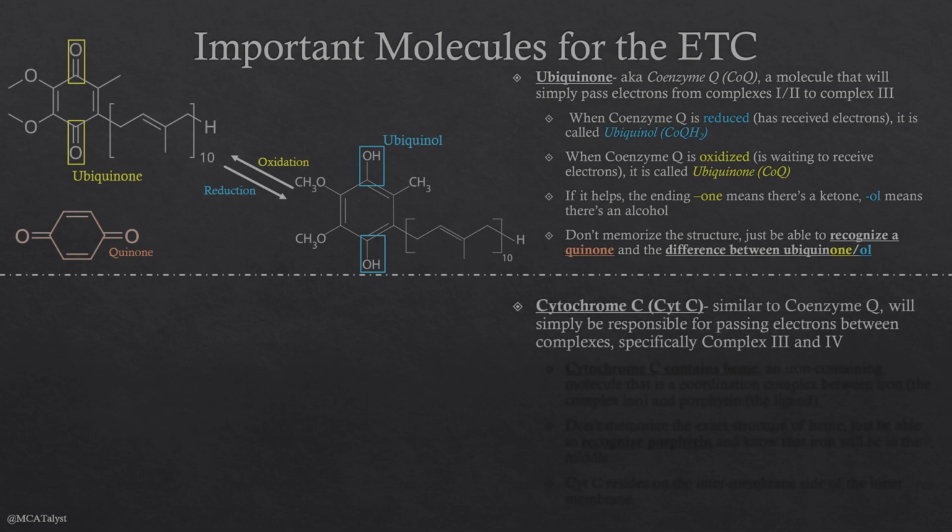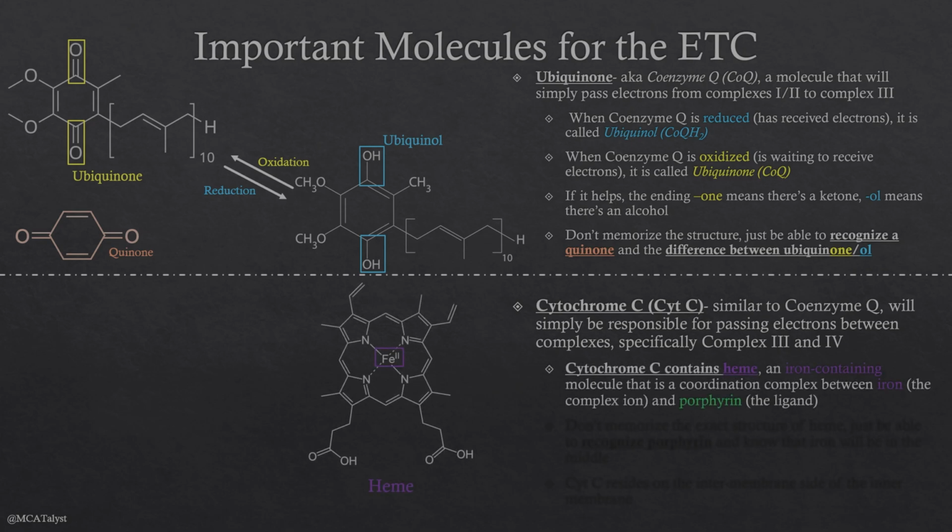The next molecule that we need to talk about is called cytochrome C. It's sometimes abbreviated as Cyt C. This is going to have a similar job to coenzyme Q, where it's simply going to be responsible for giving electrons from complex 3 to complex 4. That's all it does. It's passing electrons from one place to another.